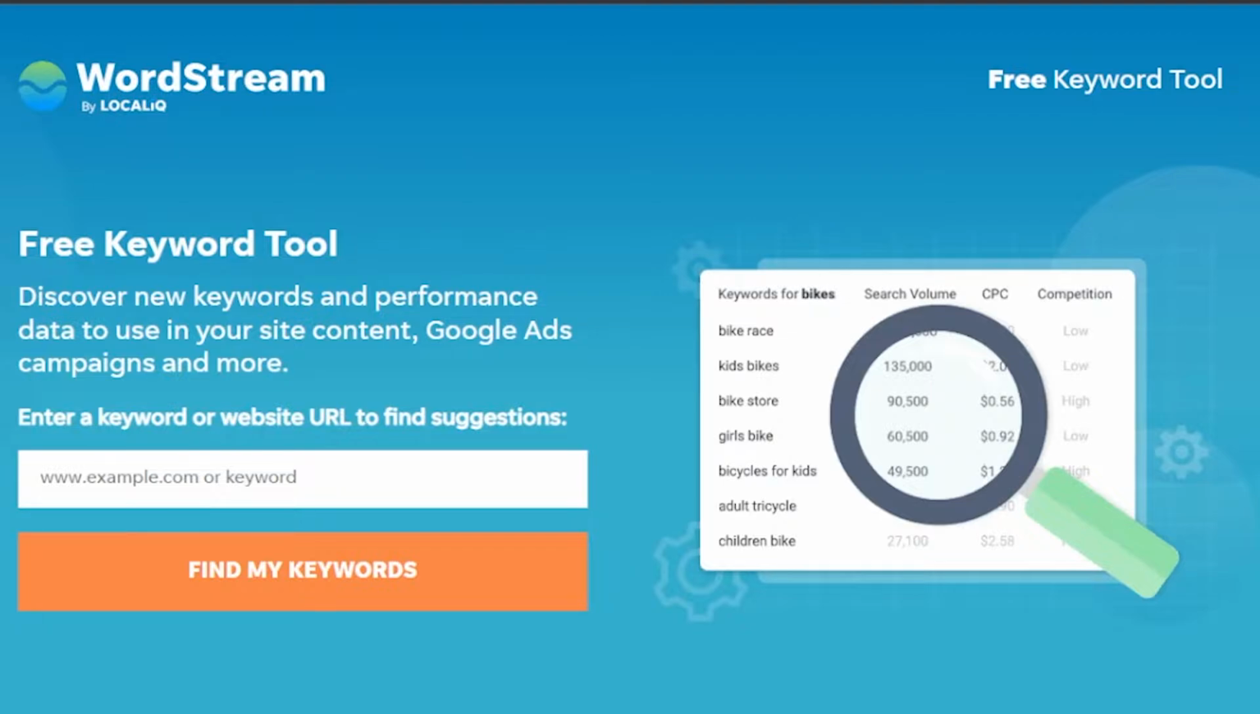But how can you do that yourself as a beginner, and how can you find local keywords without even spending any money? So here I have a website for you which is named wordstream.com, and on here you will find your keyword tool. This is a site where you can search for keywords completely free, and this derives keywords directly from Google.